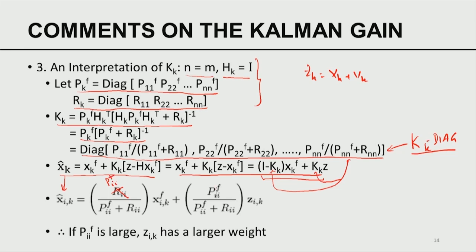This is not r, this is pii, sorry. That's Rii. Correct. This Rii is the diagonal element of the R matrix. Pii^f is the diagonal element of the forecast matrix. These are the sum of the two. Now you can see the sum of these two. So you can see this is the weight. So what is that? Analysis is the weighted sum of the forecast and the observation. That's very simple. What are the weights? If you call this alpha, this is 1 minus alpha. So that is a convex combination.